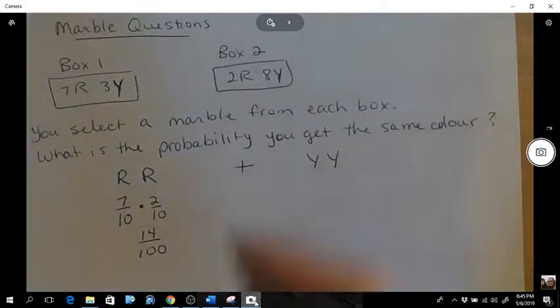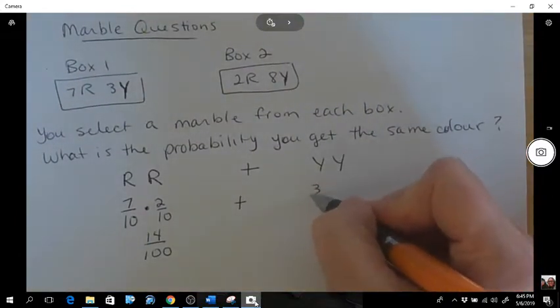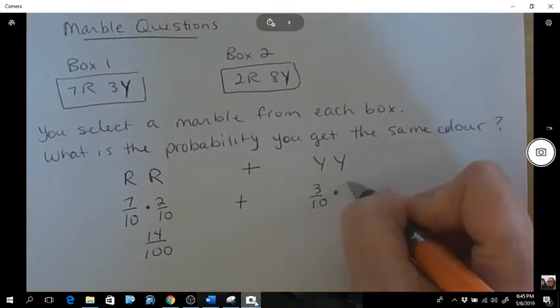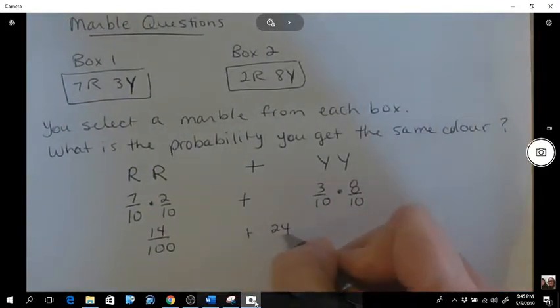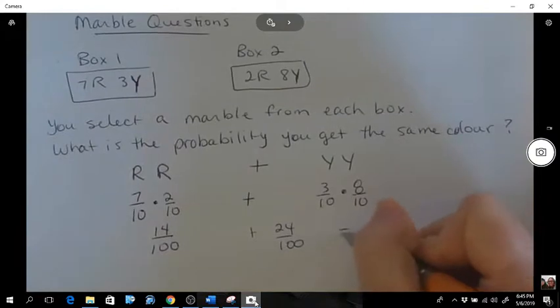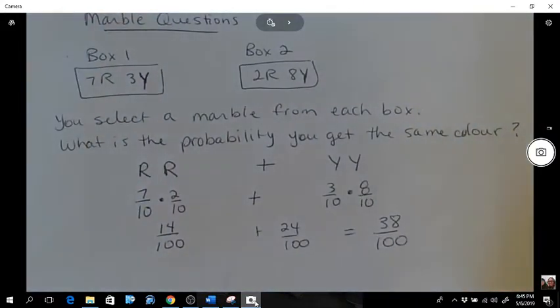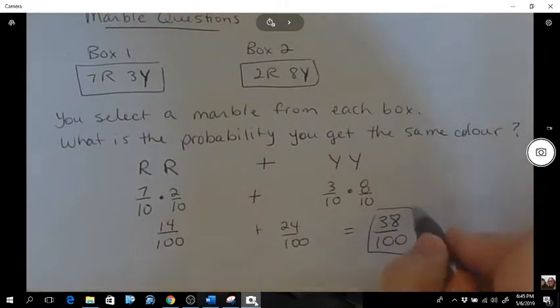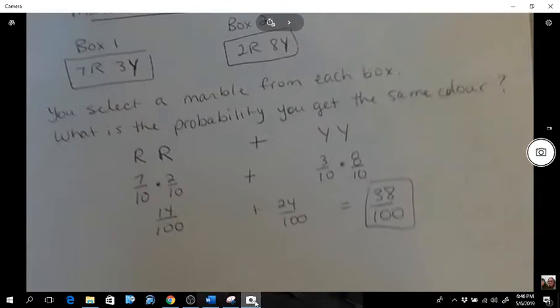And the probability of a yellow yellow, the first box is 3 out of 10 and then an 8 out of 10. So 24 out of 100. So 38 out of 100 is the probability, 38% chance of that happening, okay.